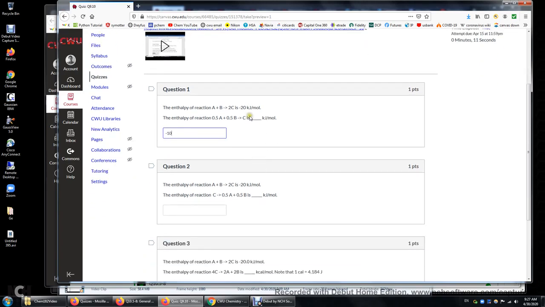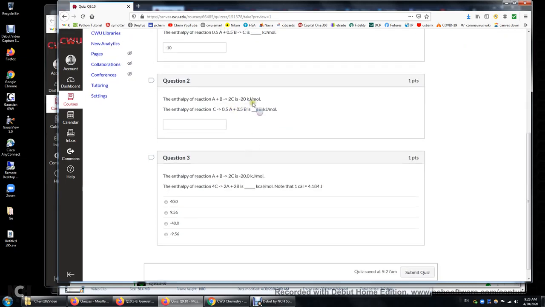Okay, so the first reaction tells you if 1 mole A reacts with 1 mole B and produces 2 moles of C, 20 kilojoule of heat is released. Now we have the amount of every single chemical, then, well, 10 kilojoule of heat is released.